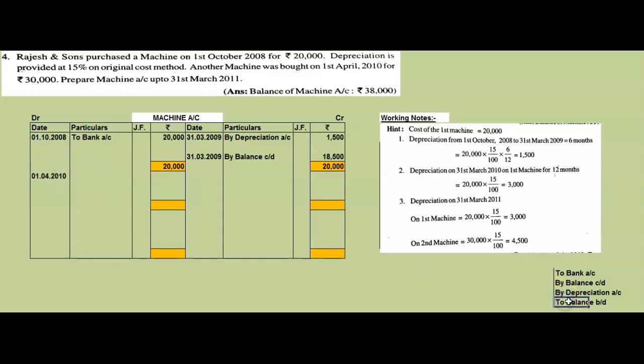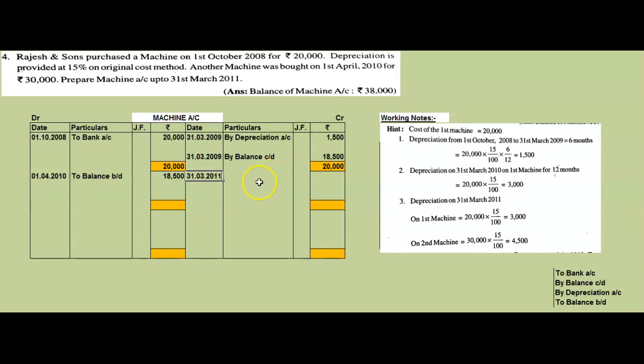What is the entry? This one. Balance brought down. How much is the balance brought down? 18,500. 18,000 and 500. Now here the year end. What is the year end? 1st April 2010 to 31st March 2011.